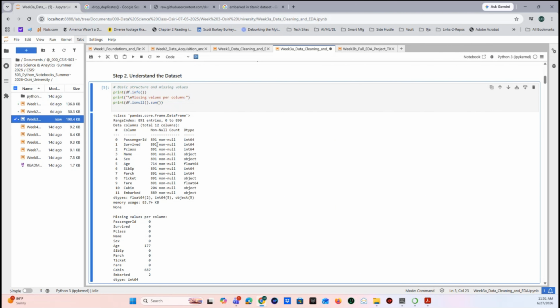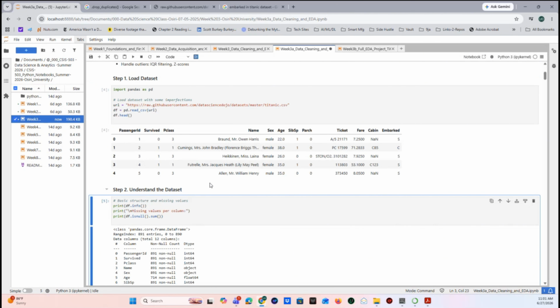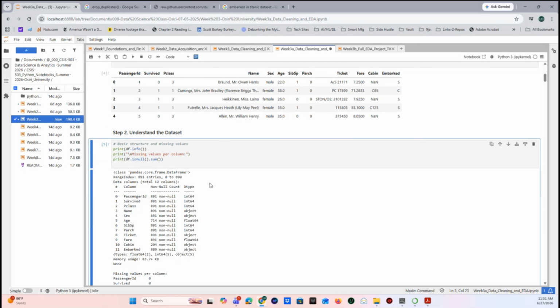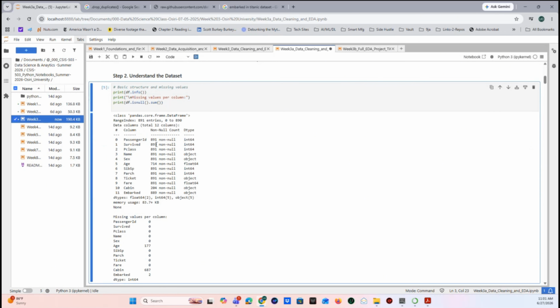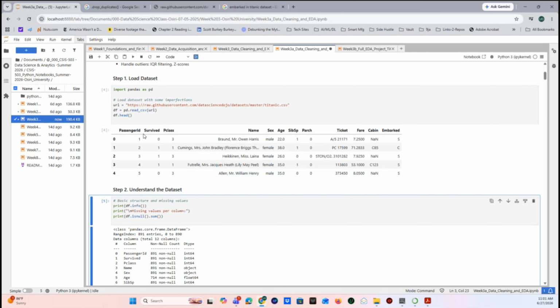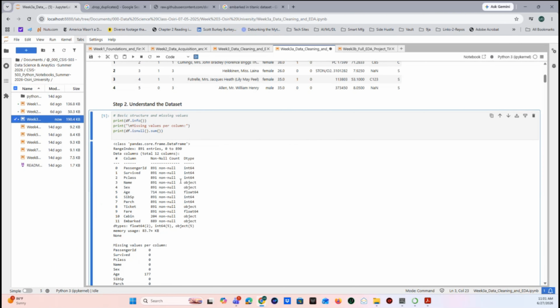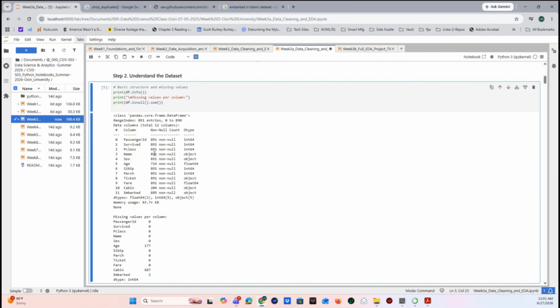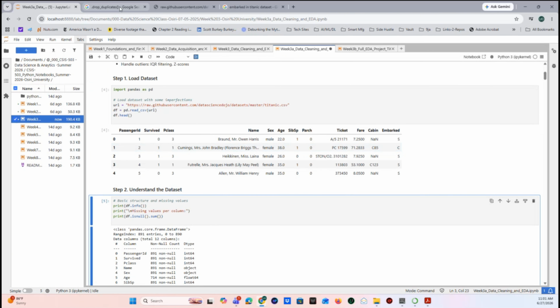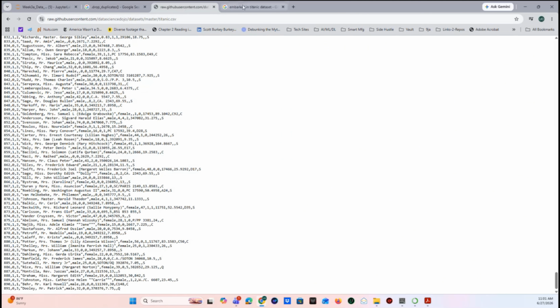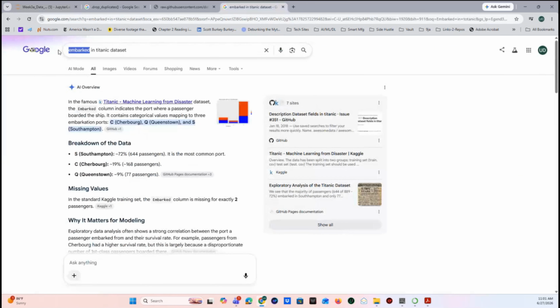Survived, 891. That's the data on this column, not the number of people that survived, but the number of data entries in that column, 891. So let me check what the 0 and 1 mean in survived.